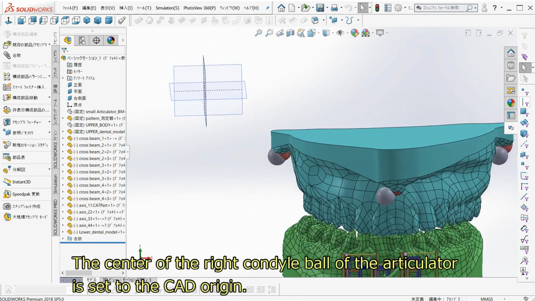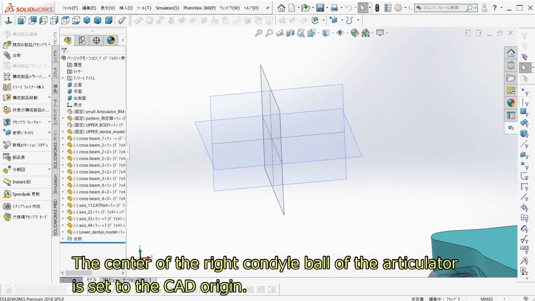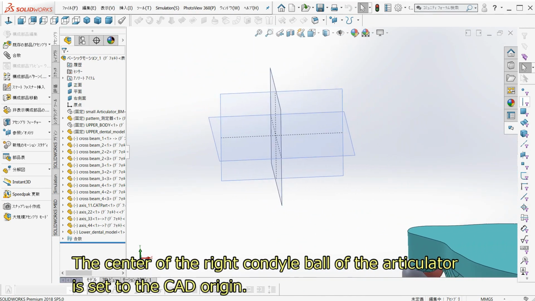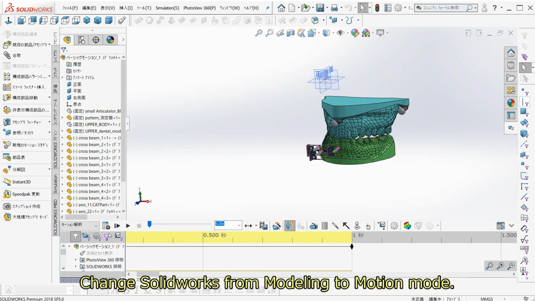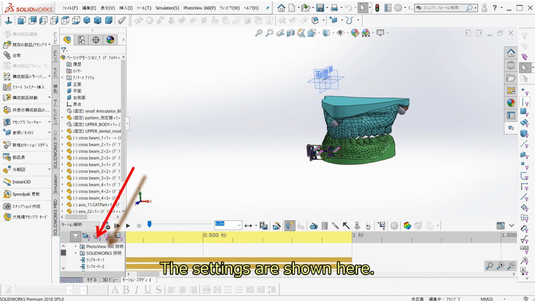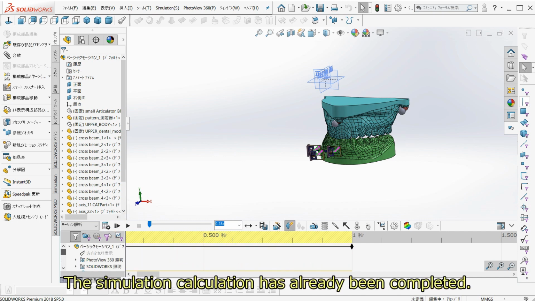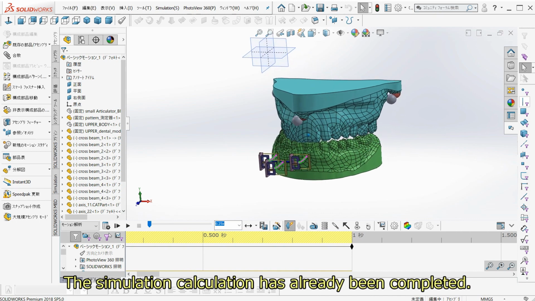The center of the right condyle ball of the articulator is set to the CAD origin. Change SolidWorks from modeling to motion mode. The settings are shown here. The simulation calculation has already been completed.